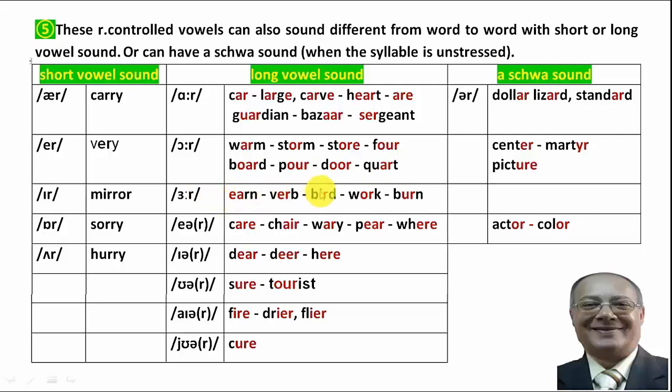Earn, verb, bird, word, bird. Care, chair, wear, pair, ear, dear, here, tourist, fire, dryer, flyer, kiwi. A schwa sound: dollar, lizard, standard, center, master, picture, actor, color.